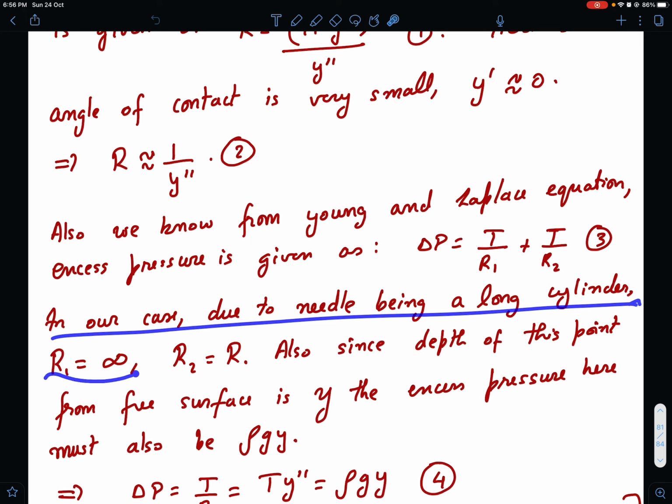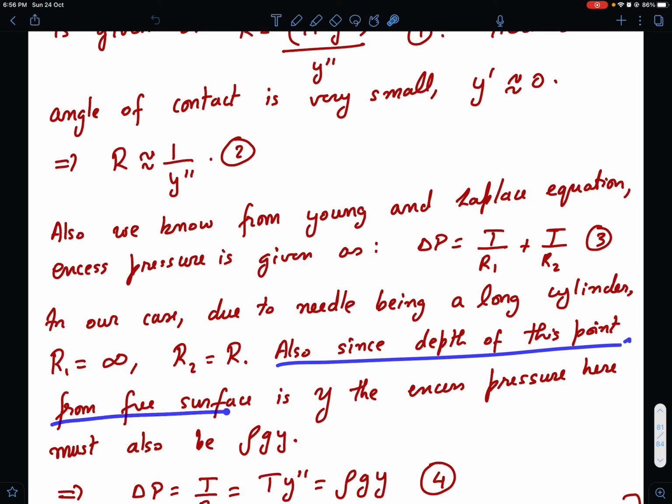In our case, due to the needle being a long cylinder, we can say that R1 is infinity and R2 is R, or the other way around if you want. R2 is infinity and R1 is R also, you can say. So also, since the depth of this point from the free surface is y, the excess pressure here must also be equal to rho gy.